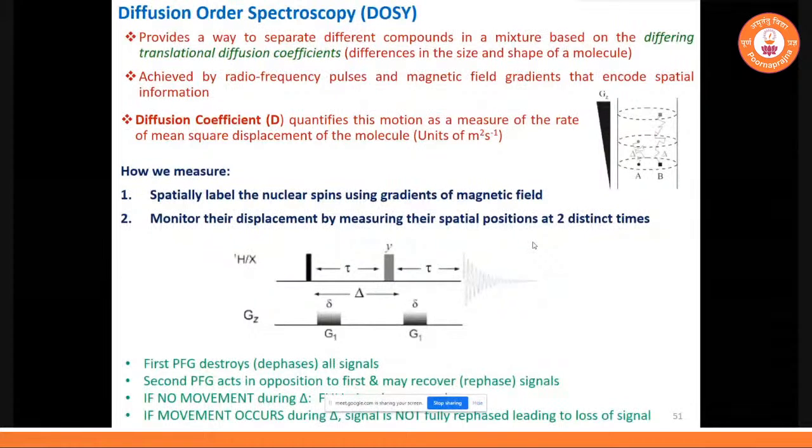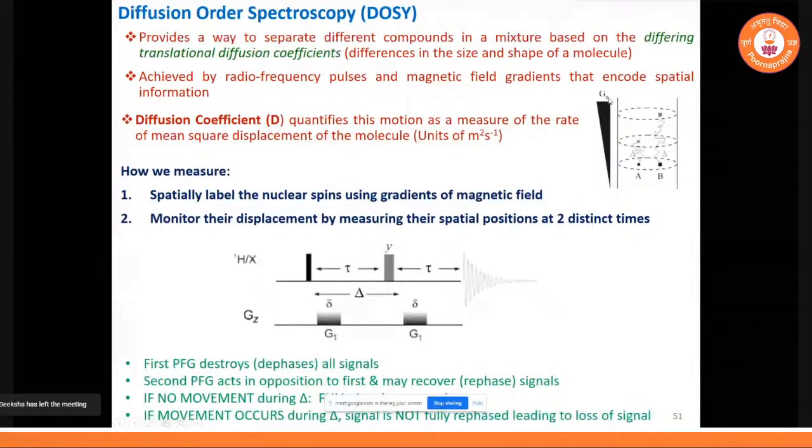Second example, see diffusion ordered spectroscopy. So NMR is also used to separate the different compounds in a mixture based on differing translational diffusion coefficient. So here I'm talking about translational diffusion, not concentration diffusion. Okay. So now what we are doing in this experiment, for a certain period of time, this one, capital G1, we are applying a linearly varying field during the experiment. So what it does, it will spatially label the nuclear spin because of this varying magnetic field.